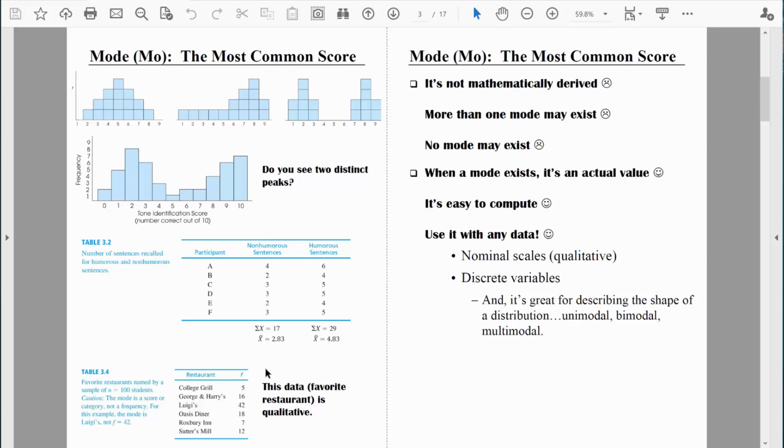It's the middle point. But can we find the restaurant that's listed as a favorite more often than any other restaurant? Yes, we can. And when we look at this very simple frequency distribution table right here, we see that the most frequently occurring restaurant name that comes up is Luigi's. So Luigi's would be the modal response. It would be the most frequent response. It would be the mode.